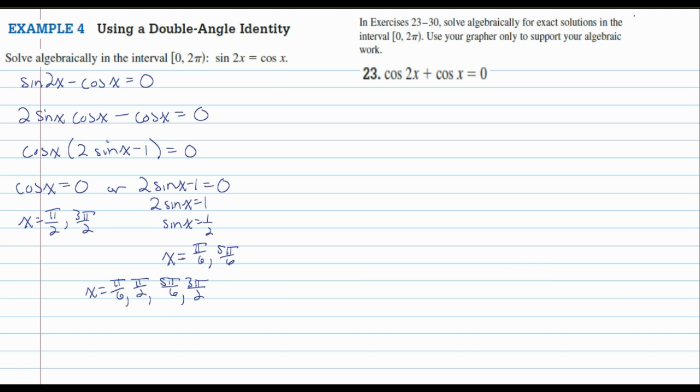Now try the problem, exercise 23. The cosine of 2x plus cosine of x equals 0. This one's already solved for 0. Nice. Now I'm going to pick an expression for the cosine of 2x that would help me out in this situation. The cosine of 2x can be expressed in 3 ways, so I have to pick one that's going to help me, not make things more complicated. So I'm going to pick the 2 cosine squared of x minus 1.